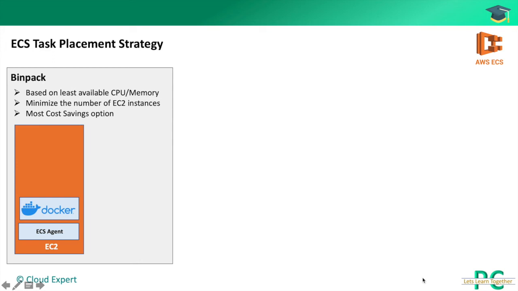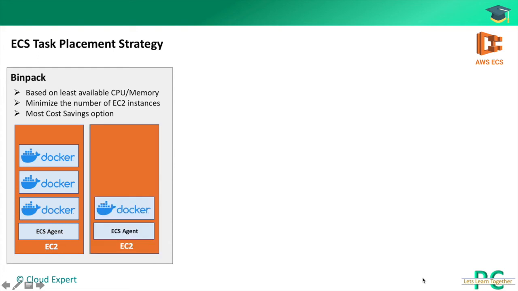What will it do? It will first fill your EC2 instance with tasks as long as there is available memory. When there is no more space or no resources available, it will create a new instance and place the task on the new instance. So now you can understand this is the most cost saving option. If I try to explain that with animation, first it will compact all the tasks in an EC2 instance. When there is no more space, it will launch a new instance to place the incoming task.